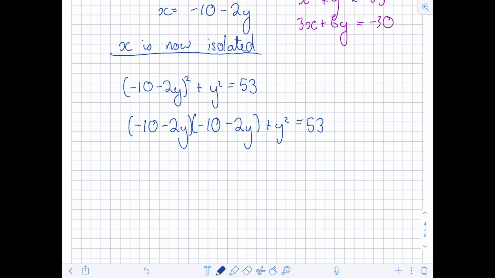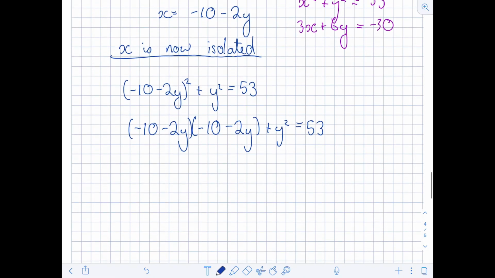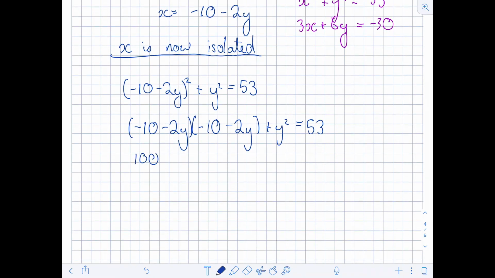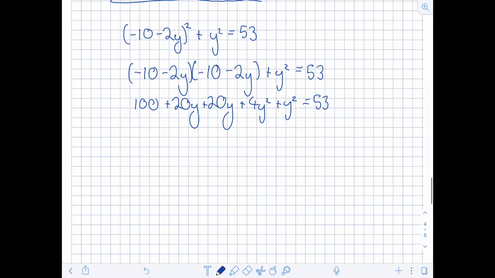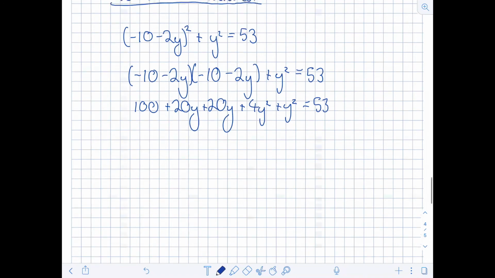And then I can multiply out my brackets because I know what I'm doing here. I'm a competent math student. I know how to do this. So I have minus 10 times minus 10 is 100. Minus 10 by minus 2y is plus 20y. Minus 2y by minus 10 is plus 20y. And minus 2y by minus 2y is plus 4y squared, plus y squared equals 53. And then I can make this a bit neater. I can say 100 plus 40y plus 5y squared equals 53.